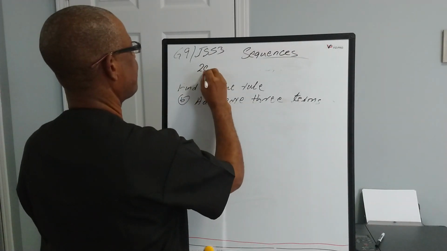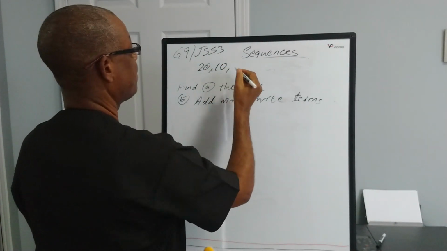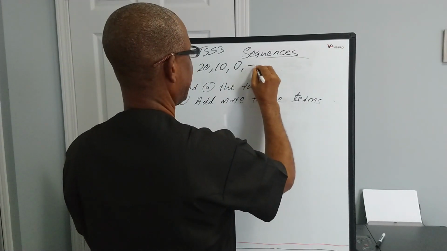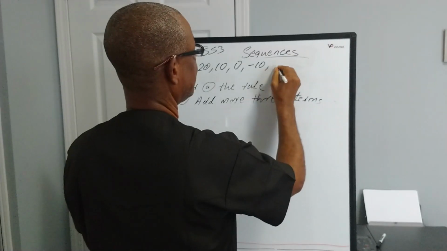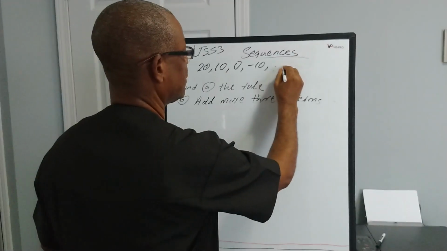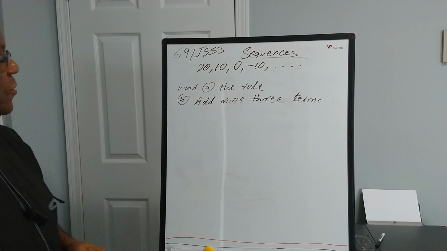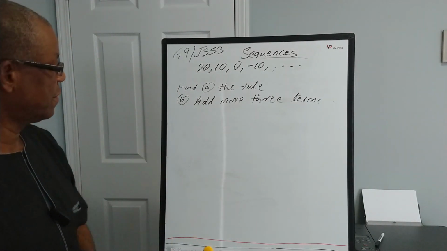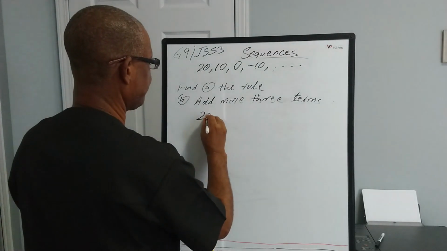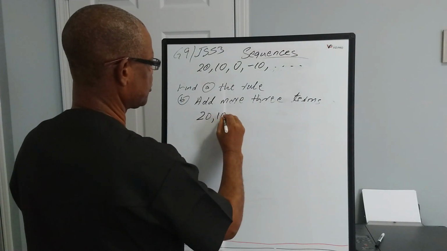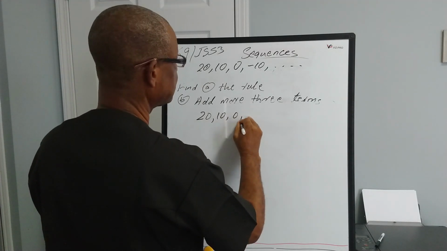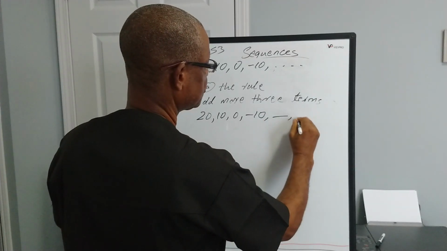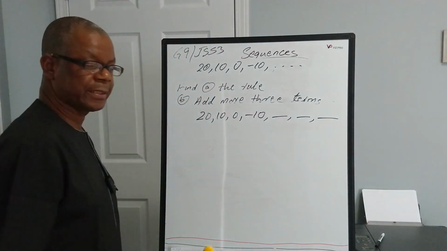Let's have 20, 10, 0, minus 10, and so on. We're expected to find a rule and also add more 3 terms. This is our 20, which is term 1, term 2, 10, term 3, 0, then term 4, minus 10. 1, 2, 3, as we are expected to do.